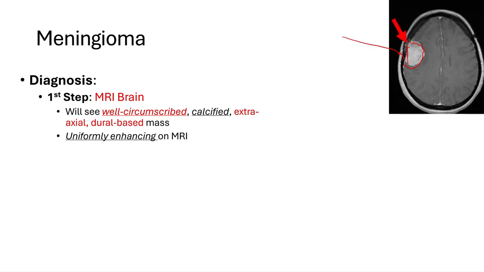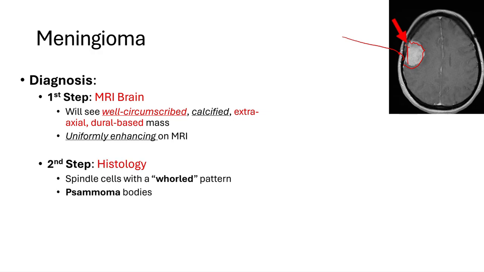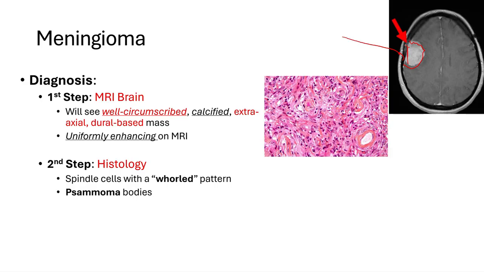This is going to be uniformly enhancing. As we can see, that's how we get this clear, hyperdense white lesion. That's just pure calcification. This will then be followed with histology. In histology, we're going to get these spindle cells with a whorled pattern.